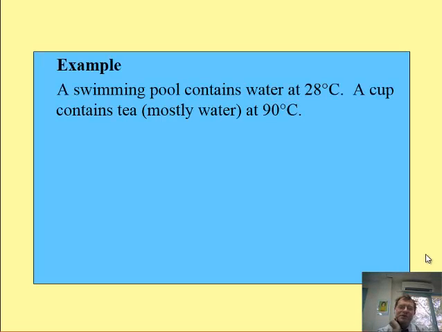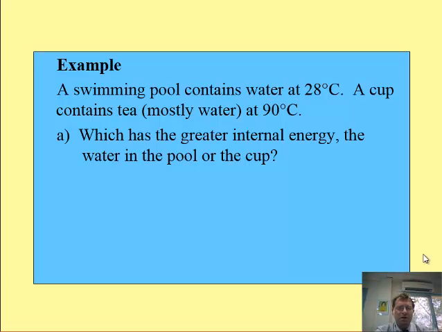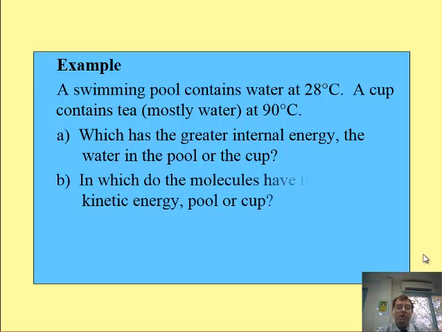So here's an example question. A swimming pool contains water at 28 degrees, and a cup contains tea, mostly water, at 90 degrees. Those are the two situations. Which has the greater internal energy, the water in the pool or the cup? In which do the molecules have a greater kinetic energy, the pool or the cup? So think how I've just made those definitions, and we'll work through this.